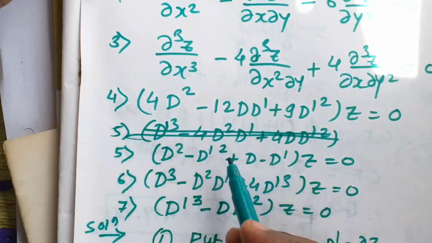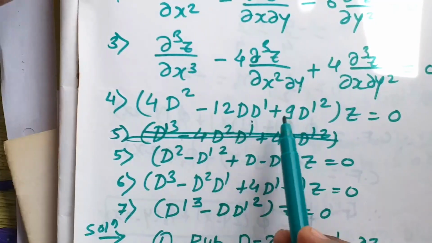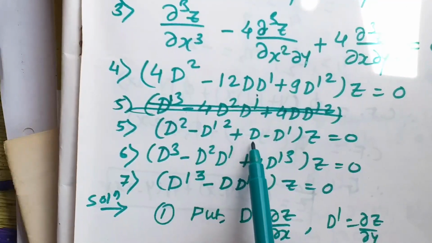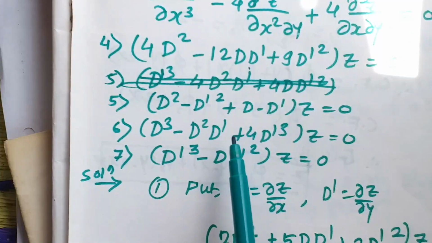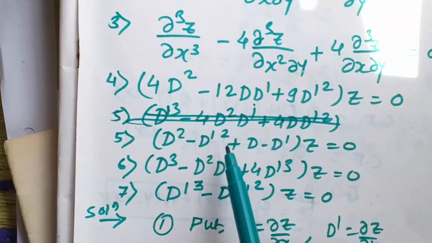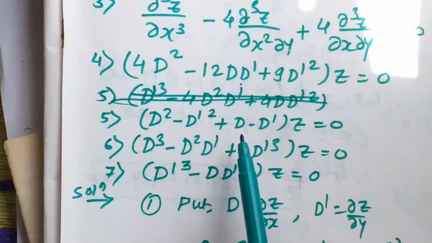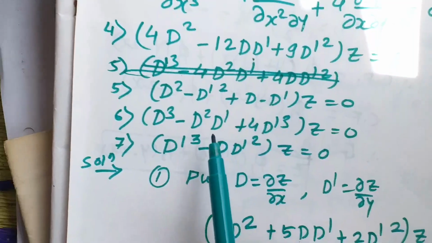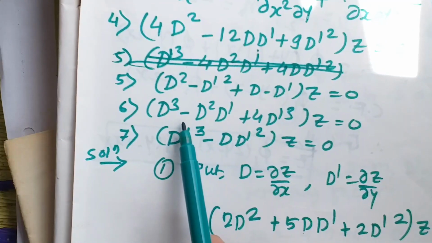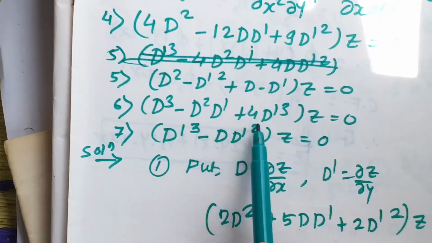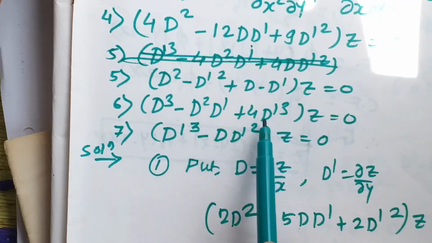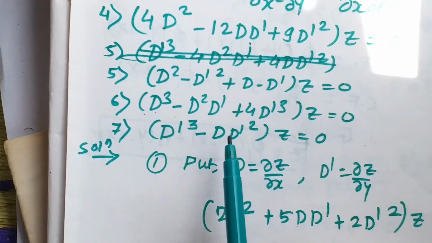Now from this list, this is a second degree polynomial, you can handle it. This is also a second degree polynomial, you can determine the roots easily. It is in the form of d and d dash. So directly you put d equal to m and d dash equal to 1 and get the equation. Here in the sixth example, we cannot take d common or d dash common, so that also you can do directly.